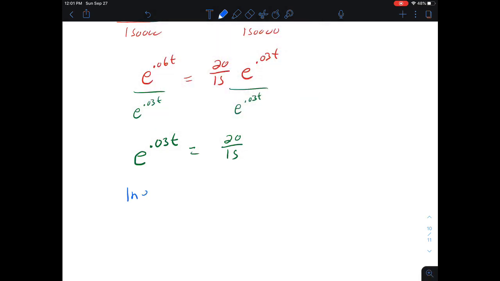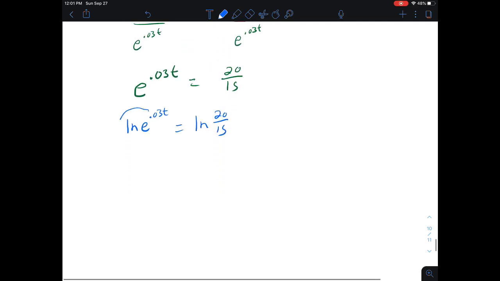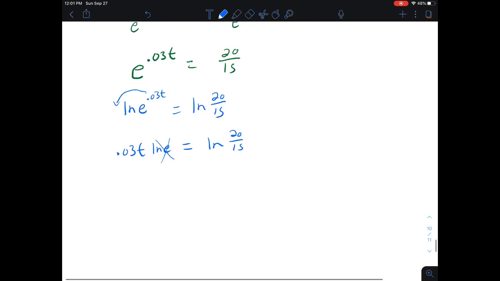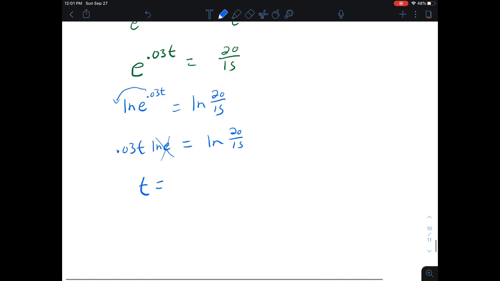I'm going to take the natural log of both sides. So the ln of E to the 0.03 T is equal to the ln of 20 over 15. And we're going to bring our exponent out front. So 0.03 times T times the ln of E equals the ln of 20 over 15. The ln of E is 1, so I don't technically have to write that. And then we're going to divide by 0.03. So the ln of 20 over 15 divided by 0.03 is going to give us our T.